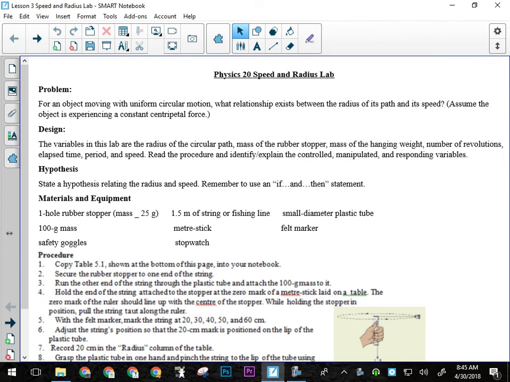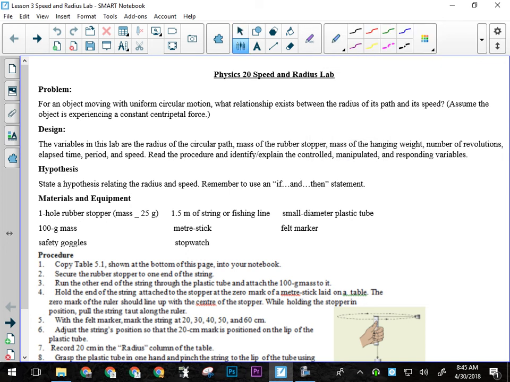All right, so the purpose of this lab, guys, is to investigate and prove, essentially, that the relationship in this formula is correct. That's what we want to find out. We want to find out the relationship, or confirm the relationship, between the radius of a circle and the speed of the object going around in that circle. So we're trying to find out what the relationship is between radius and speed in this case.